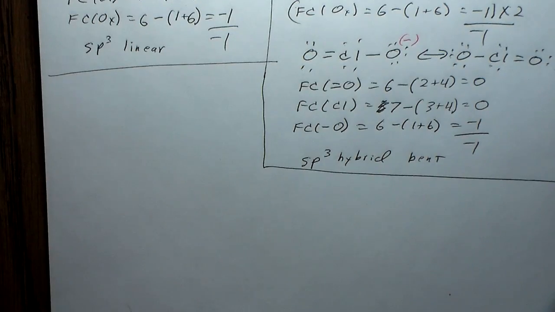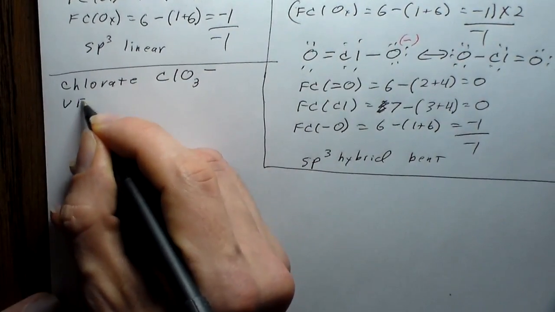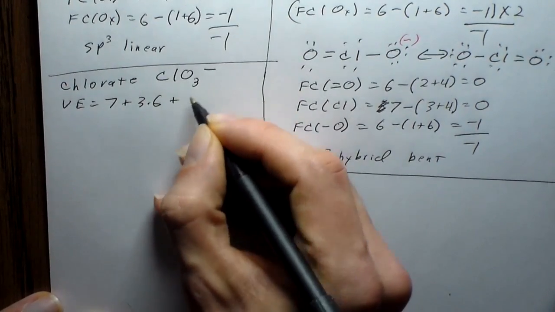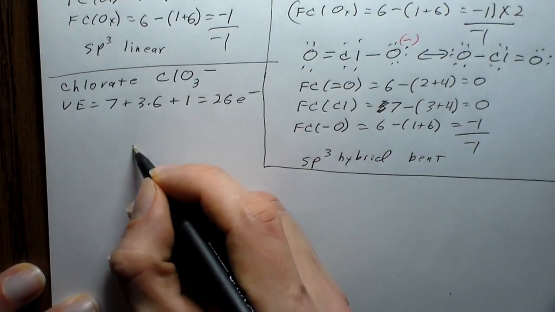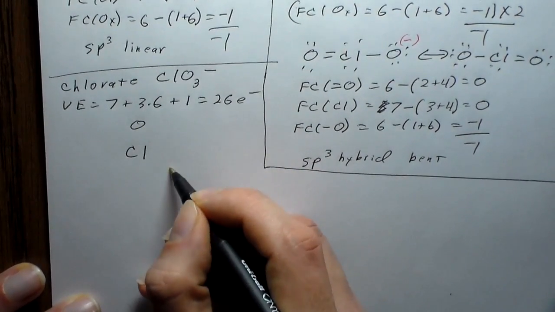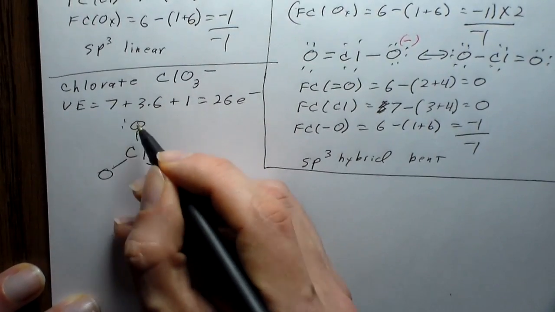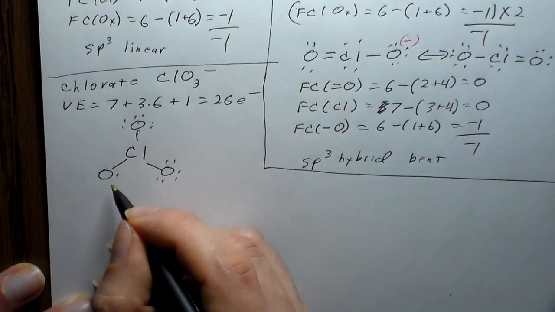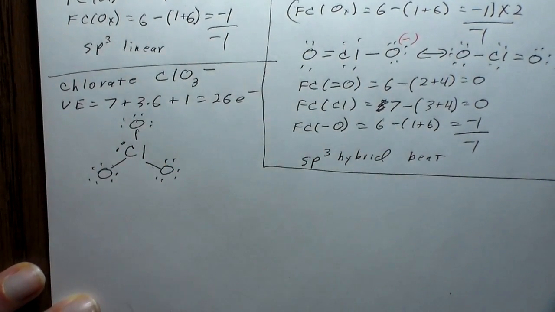All right, next up we have the chlorate. That's ClO3 minus. So once again, our valence electrons: 7 for the chlorine, and then 3 times the 6 for the oxygens, plus another 1. That's going to be 26 valence electrons. So once again, chlorine in the middle, and then the oxygens on the outside. Draw my bonds. 1, 2, 3, 4, 5, 6, 7, 8, 9, 10, 11, 12, 13, 14, 15, 16, 17, 18, 19, 20, 21, 22, 23, 24, 25, 26.